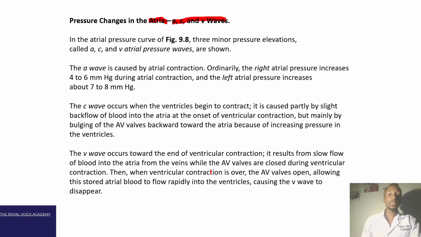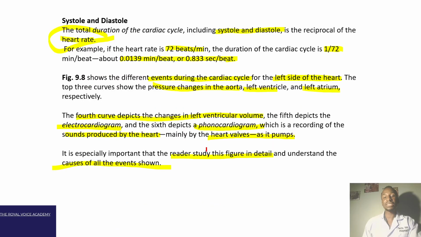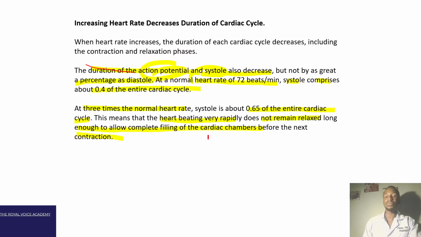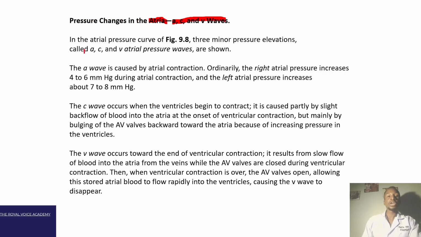Now in the atrial pressure curve, three minor pressure elevations called the A, C, and V atrial pressures are shown. Again, it is simply this curve, and I've just taken away this part, because first of all, I want us to understand individual parts before we can understand the full thing. So in the atrial pressure curve, three minor pressure elevations, which we call the A, C, and V atrial pressure waves, are shown.